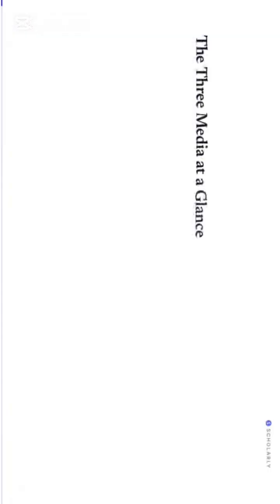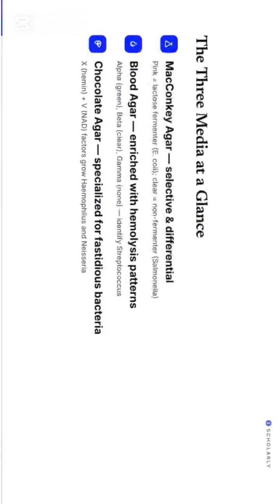So here is how they stack up. MacConkey Agar, selective and differential, for gram-negative rods. Pink colonies mean lactose fermenters like E. coli. Clear colonies mean non-fermenters like Salmonella. Blood agar, enriched for fastidious gram-positive organisms. The hemolysis patterns, alpha, beta, and gamma, tell you which Streptococcus you are dealing with. And chocolate agar, specialized for the most demanding bacteria like Haemophilus and Neisseria. 3 plates, 3 jobs. Together, they cover the vast majority of clinical microbiology.